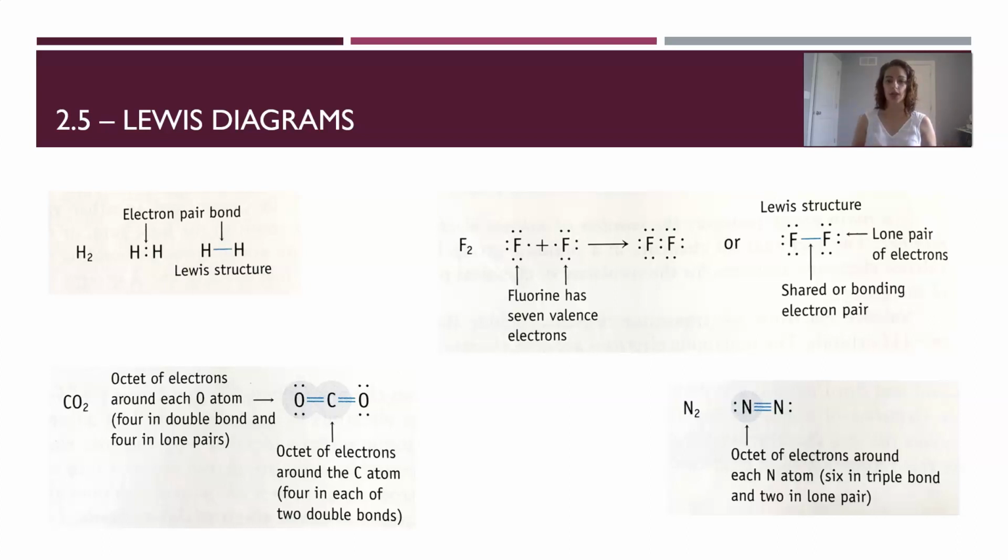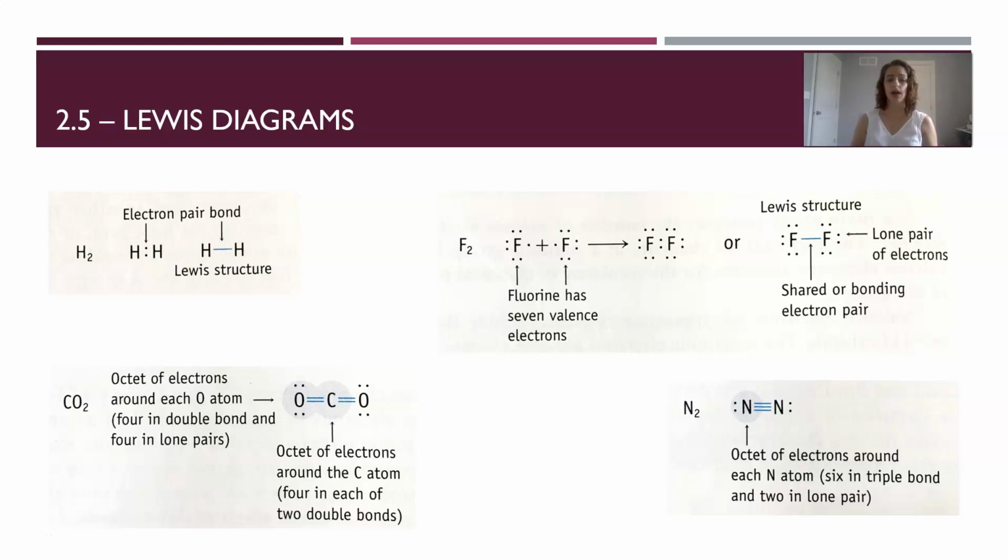If we move across the slide, if we look at fluorine, so fluorine normally has 7 valence electrons. If you have 2 fluorines together, they're going to share that lone valence electron, that 7th valence electron, to form a shared pair, which then when we draw the Lewis structure, we show it with a single line because it's a shared or a bonding electron pair. The remaining electrons are drawn as dots, and those are called lone pairs of electrons.